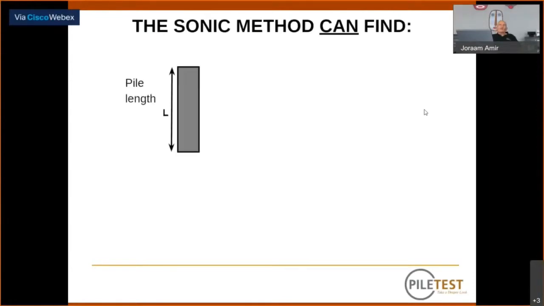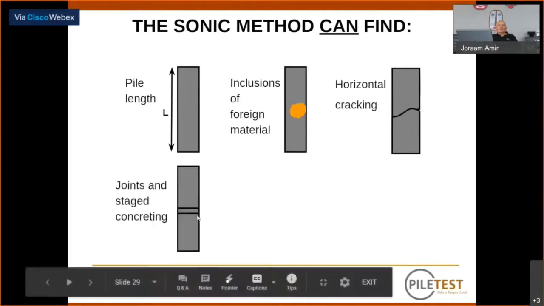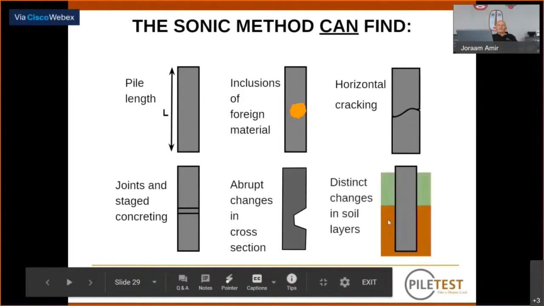Now, this method can find the length of the pile, inclusions of foreign material, horizontal cracking, if there is, joint stage concreting. If you pour the concrete, wait some hours, and then continue concreting, you can have some separation here. Large, abrupt changes in cross-section, like this. And distinct changes in soil layers.